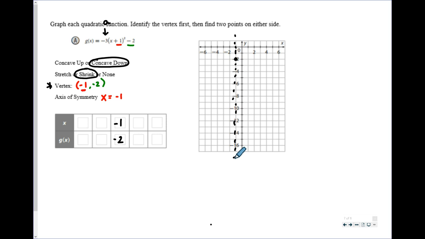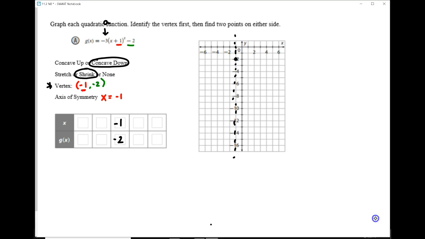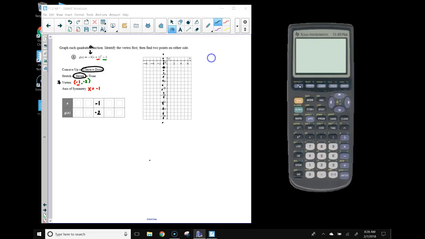I think it helps, but it's your call whether you want to draw that in there or not. It's completely optional. So now when I go to my calculator and I type it in, let me turn it on here, and I type it exactly like it looks: -3 parentheses, x plus 1 parentheses, put the squared there, and then -2. And now we're going to hit our table.